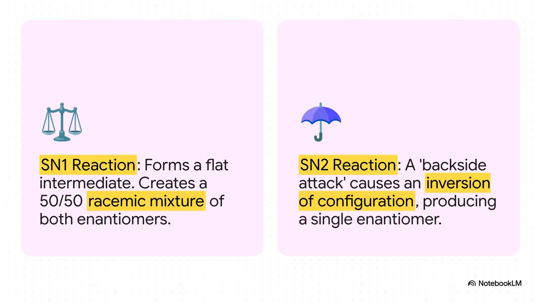And this idea of handedness is super important when we start making molecules. The way a reaction happens can actually decide the chirality of the product. Take an SN1 reaction. It goes through this flat intermediate, which means the next chemical can attack from either the top or the bottom. You end up with a random 50-50 mix of both mirror images, what we call a racemic mixture. But in an SN2 reaction, the attack comes from the backside, forcing the whole molecule to flip its 3D shape, kind of like an umbrella blowing inside out in the wind. This gives you only one specific enantiomer.